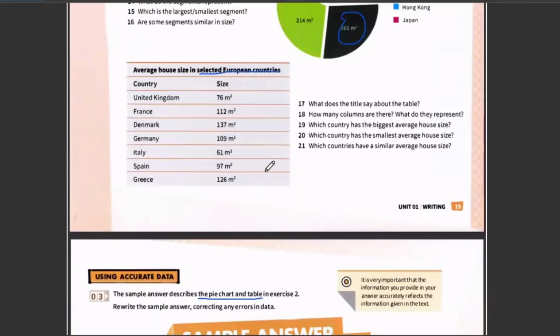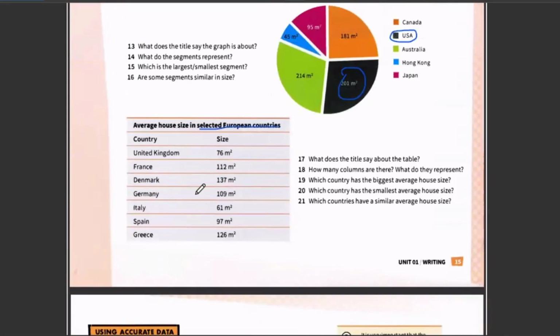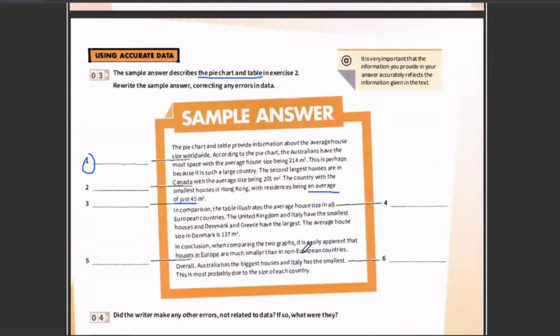But according to the data, are all the European houses smaller than the non-European ones? No, not all. But most of them, right? Yes. So that is what we have to include here, that it is easily apparent that most houses in Europe are much smaller than in non-European countries. The word most that should be given before the houses is missing. That is what we have to mention.